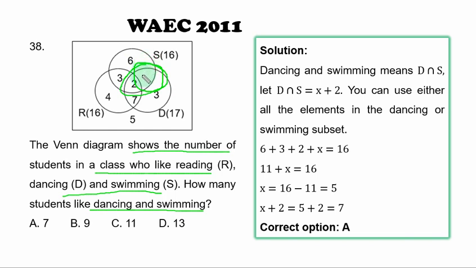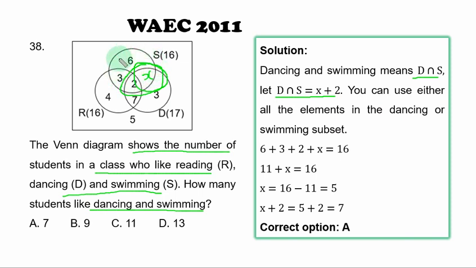So let's represent this place with letter S, so that dancing and swimming means the intersection S. Let that set be equal to S plus 2. So you need to get S and add 2 to it. You can use either all the elements in the dancing or swimming subset. So here we have 6, 3, 2, S. We are using the swimming subset.